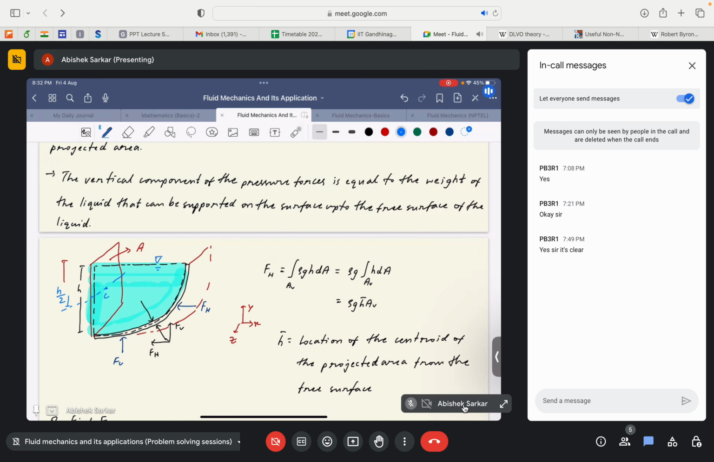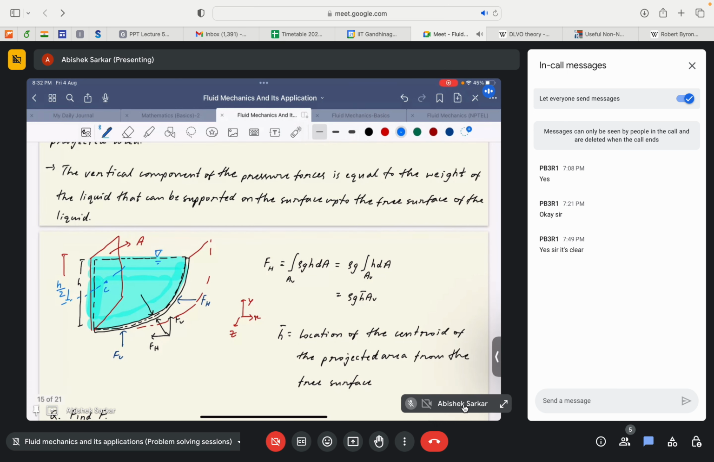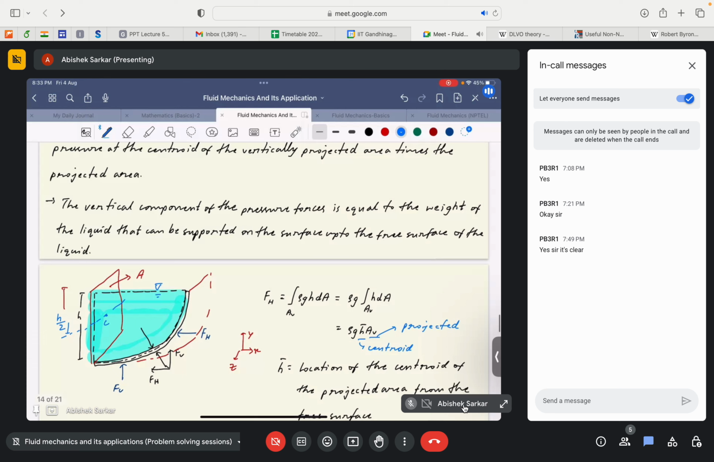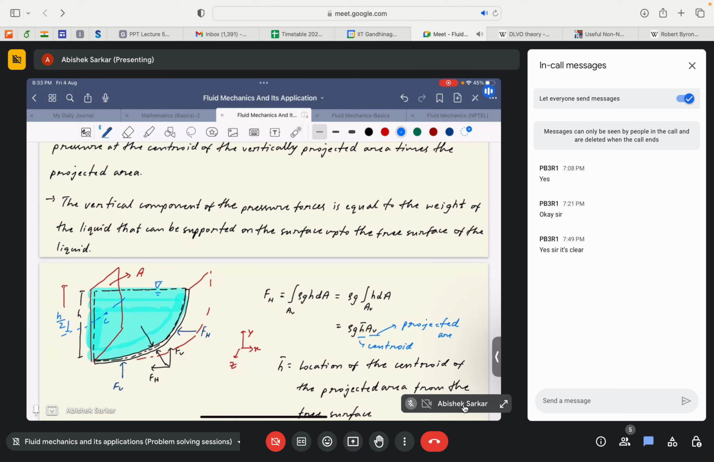So the horizontal component of the force would be rho g times h bar, which denotes the centroid of the projected area, and AV, which is the projected area. It's very important to know that AV is not the curved surface area, but instead the projected surface area of this curved surface. Some people may make the mistake of taking the curved surface area, thinking it's quite difficult to find, but it's actually very simple because it's the projected surface area and not the curved surface area itself. So I hope that's clear.